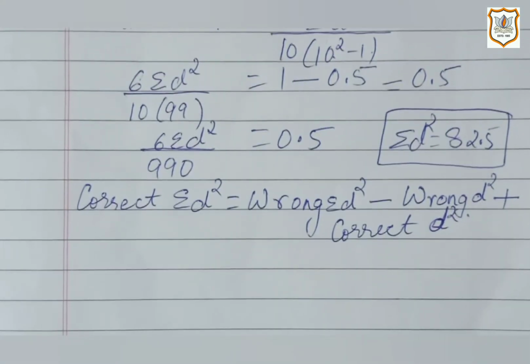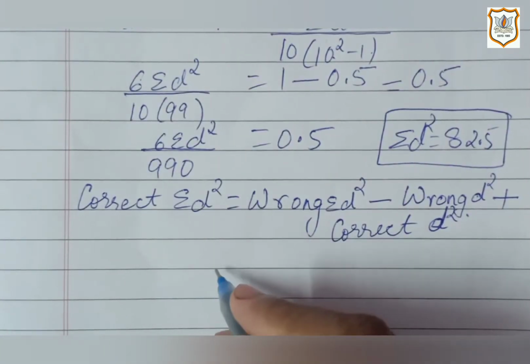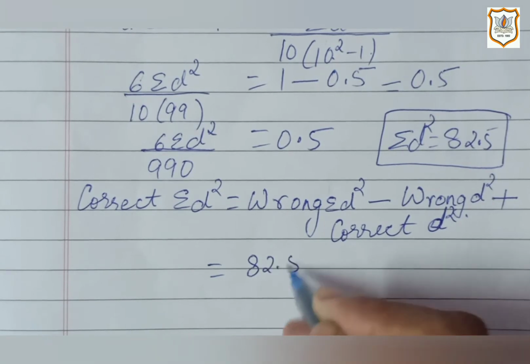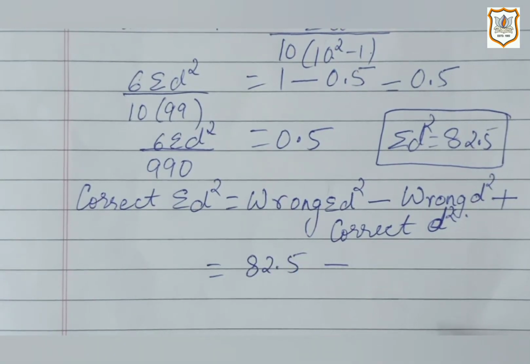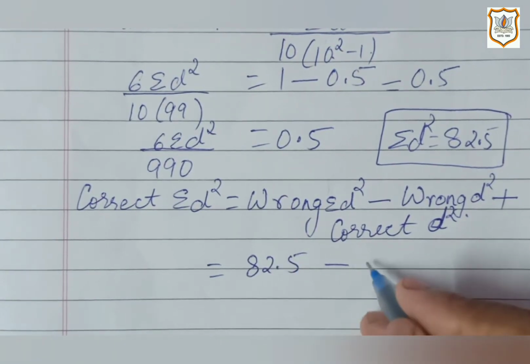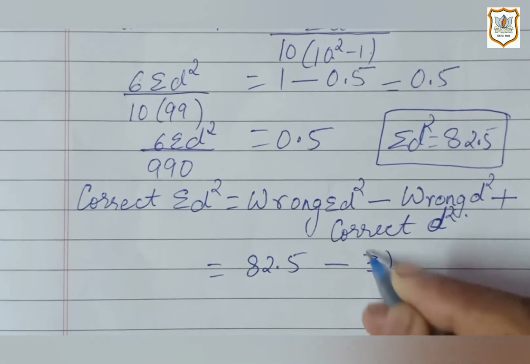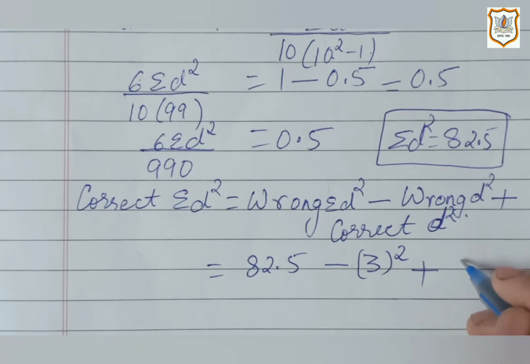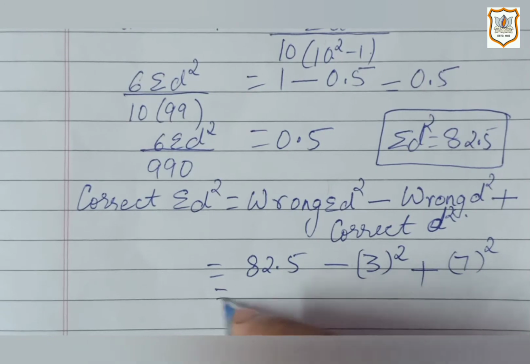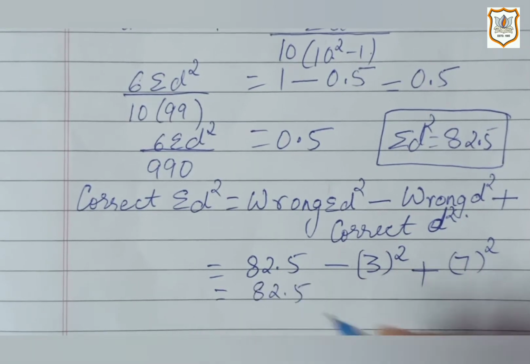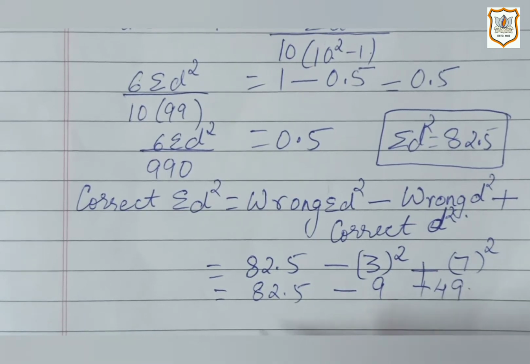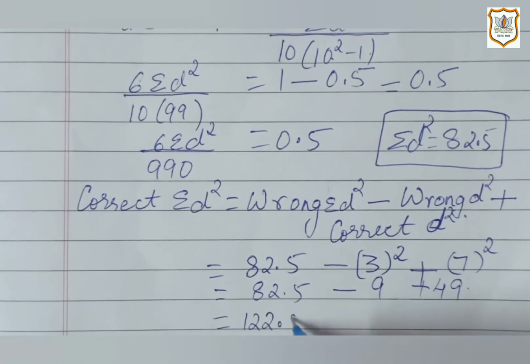So now substitute the values. Wrong sigma d square is 82.5, minus the false difference, which was 3, so 3 square, plus the correct value, which was 7, so plus 7 the whole square. So this is 82.5 minus 9 plus 49, which will be 122.5.